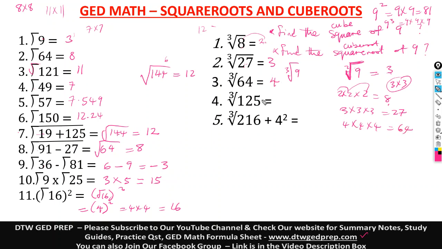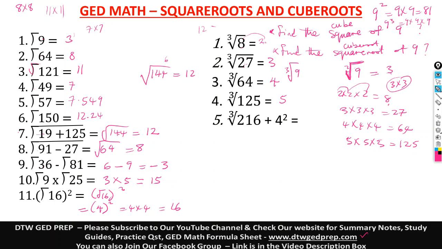Here, the cube root of 125 is 5, because when you do 5 times 5 times 5, you get 125. Now, look at this. Okay, it says simplify. The cube root of 216 plus 4 squared. Now, what's the cube root of 216? For you not to get confused about cube roots, just look for a smaller number and test: when I multiply this smaller number 3 times, will it give me this number?